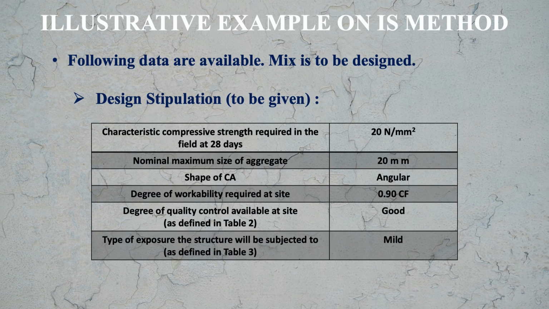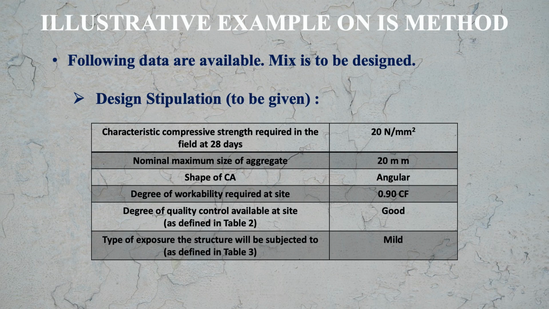Characteristic compressive strength required in the field at 28 days is 20 Newton per mm square for the mix to be designed. The nominal maximum size of aggregate is 20 mm. Shape of coarse aggregate is angular. Degree of workability required at site in terms of compaction factor is 0.9.